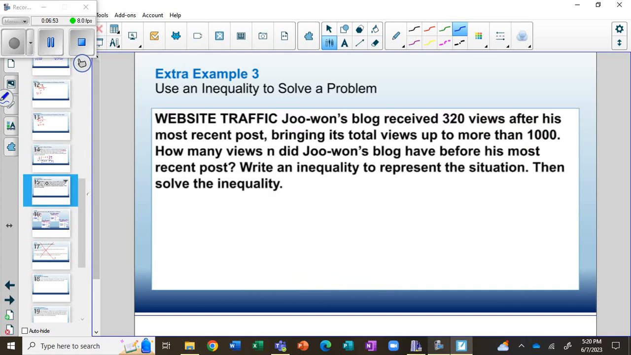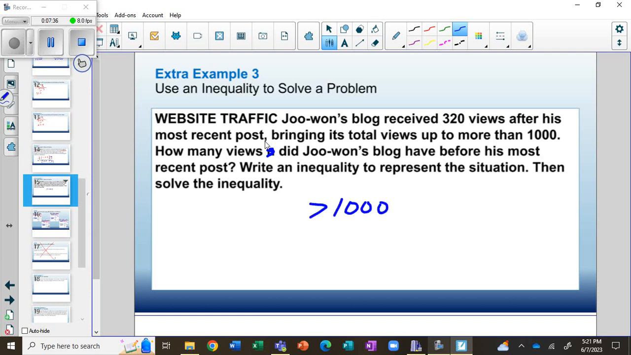Next, the website traffic. Drew One's blog received 320 views after his most recent post, bringing his total views up to more than 1,000. How many views did Drew One's blog have before his most recent post? Write an inequality to represent the situation, then solve the inequality. So he received 320 views after his most recent posting, bringing his total views up to more than 1,000. So more than 1,000 means greater than 1,000.